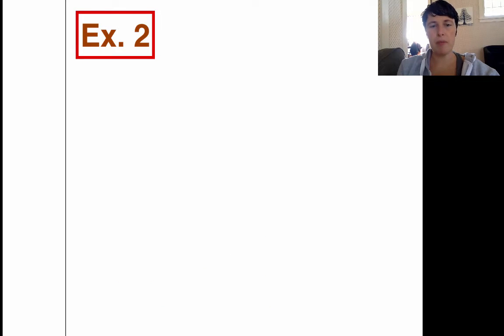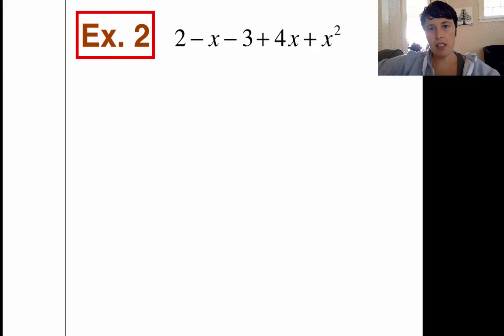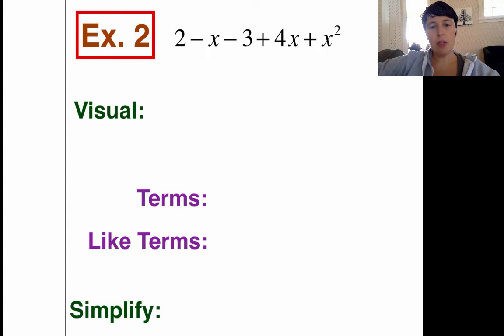Okay, let's try another problem. Example 2. How about this? We're going to simplify. We're going to work on this: 2 minus x minus 3 plus 4x plus x squared. Let's go through our steps. So we're going to do all 4 steps starting with the visual.